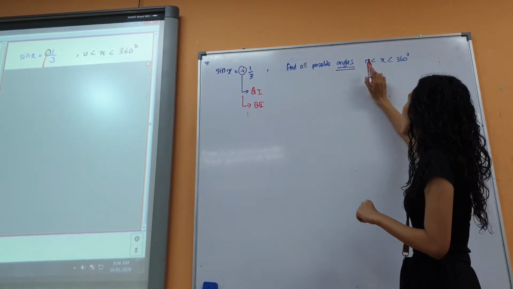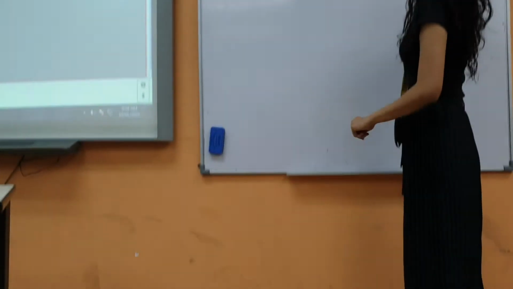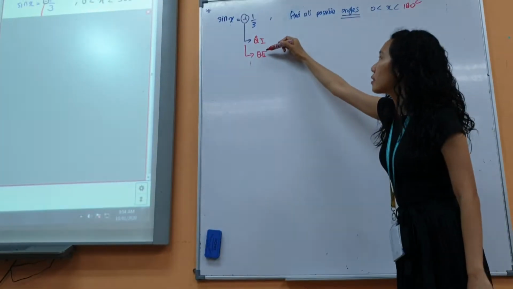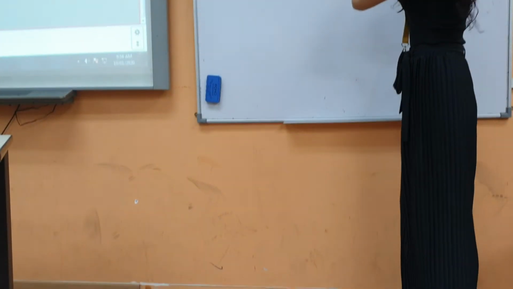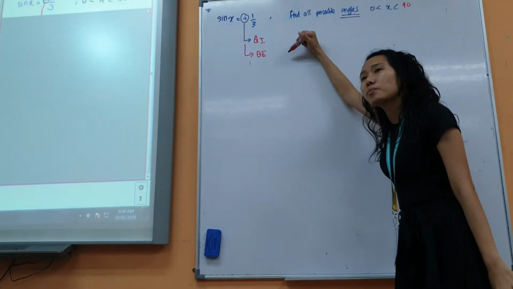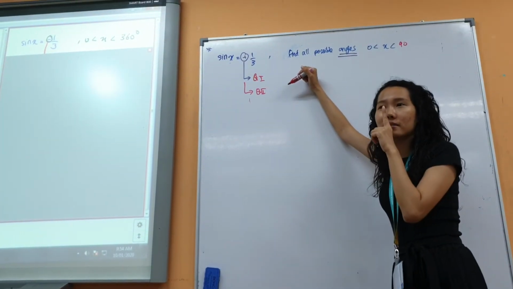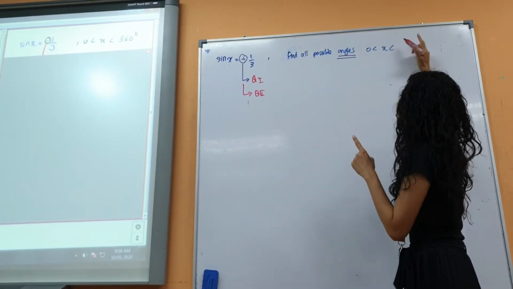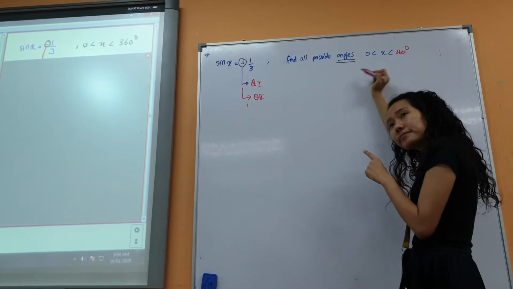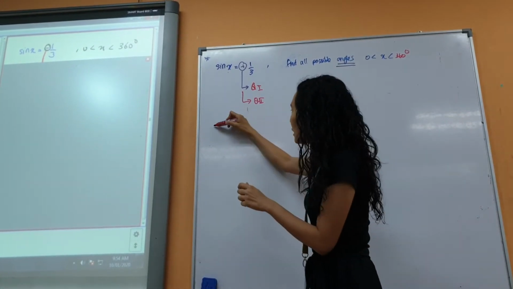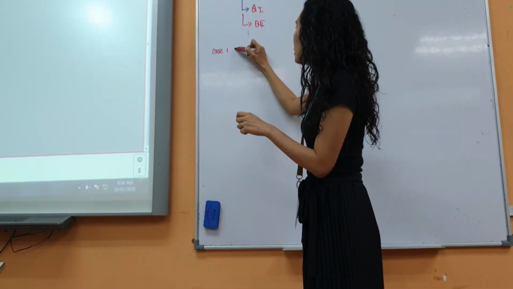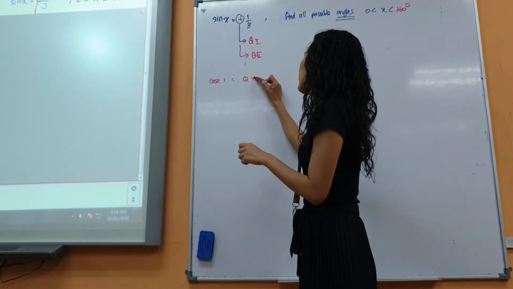But if I modify the question to 0 to 180, is quadrant 4 possible? Is quadrant 3? Oh no, the 90. Is quadrant 2 possible? No, then only one answer. So you need to take a look at that. Are you okay? Now, let's do case number 1, which is quadrant 1.